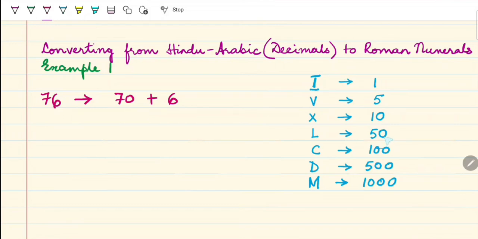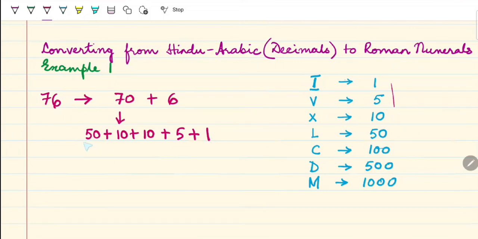So 70 can be written as 50 plus 20. 20 is not in this list, but we can break up 20 and write it as 10 plus 10. So that's what I'm going to do. I'm going to rewrite 70 by breaking it up as 50 plus 10 plus 10. All right. So we've broken up 70. Now we'll see if we can break up the 6, because 6 is not in this list of values in the Roman numeral system. But there's 5 and there's 1. So we can rewrite 6 as 5 plus 1. All right, 5 plus 1.